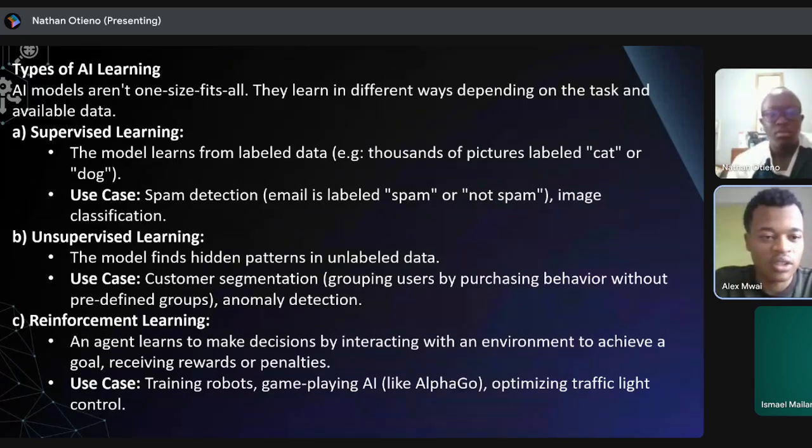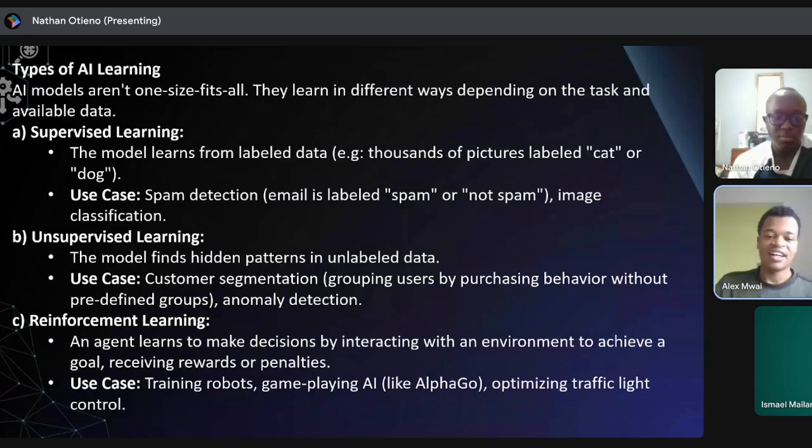The first one is supervised learning. The model learns from labeled data, e.g., thousands of pictures labeled cat or dog. Use case, it's used to detect spam messages in emails and messages. The second one is unsupervised learning. The model finds hidden patterns in unlabeled data. It's used in customer segmentation, grouping users by purchasing behavior without predefined groups, and also anomaly detection.